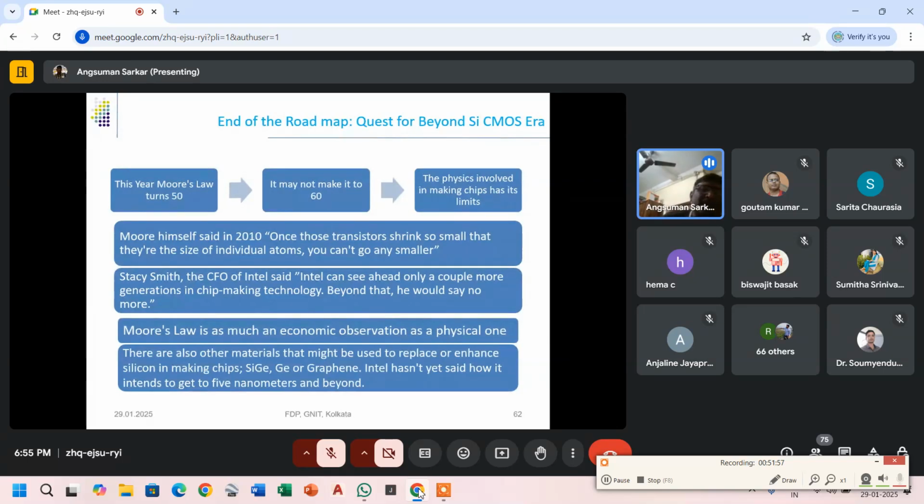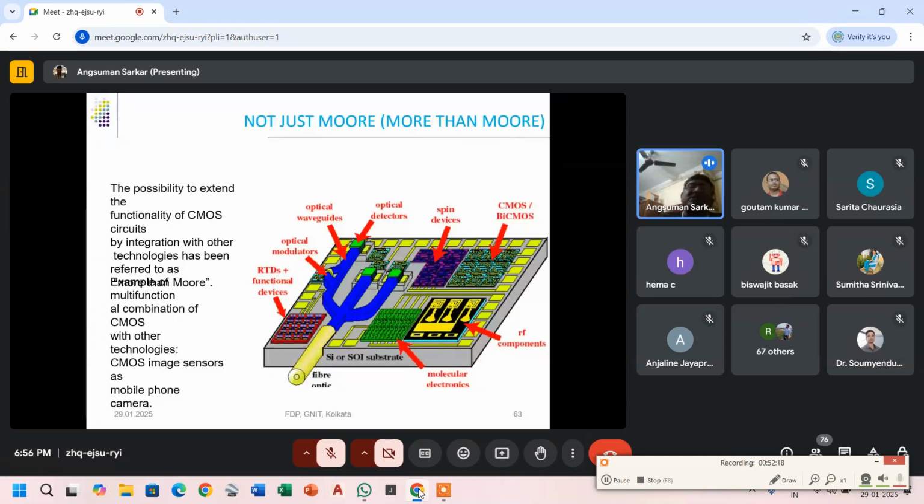But by looking at these slides, you may feel, then what is the future? Can't we go smaller? Can't we reduce the size? Is it the end? No, it is not the end. We'll see after this. There comes another technology, the more than Moore concept. So after Moore's law, here comes the more than Moore technology.